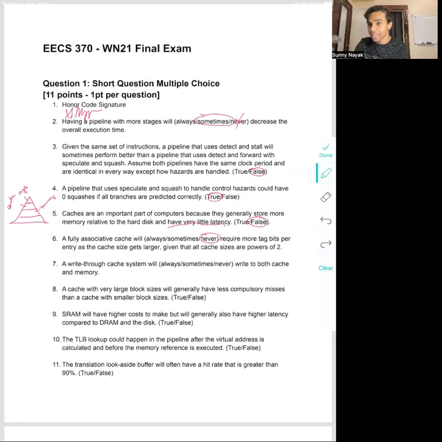Tag bits would be strictly decided by the addressability of the system. So if I had a 64-bit system versus a 32-bit system, I'd potentially have more tag bits in a 64-bit system, but also by the block size. But neither of these is changed by the size of the cache, and so this is going to be never.